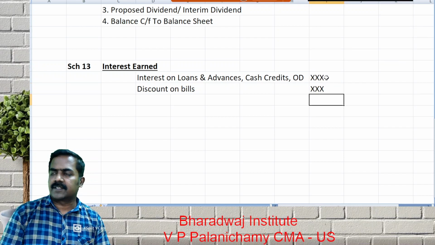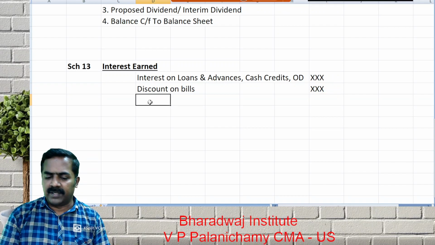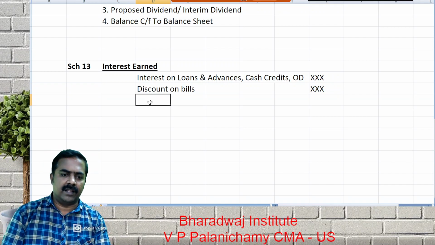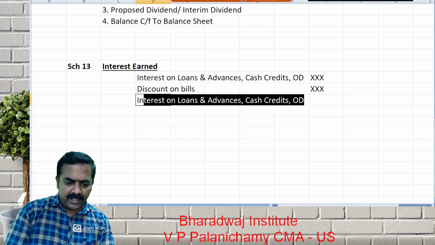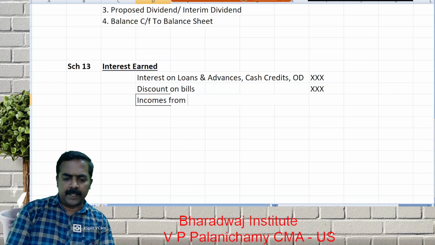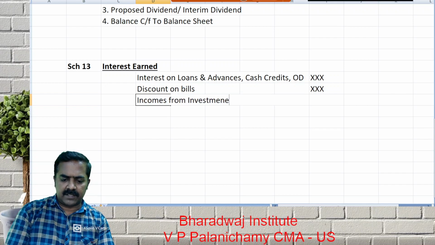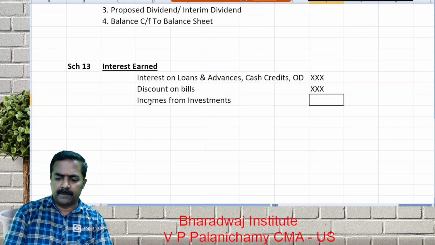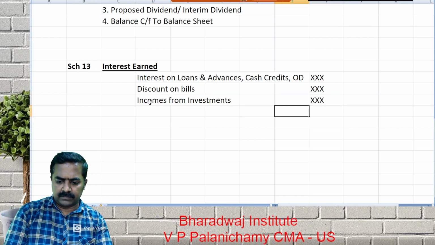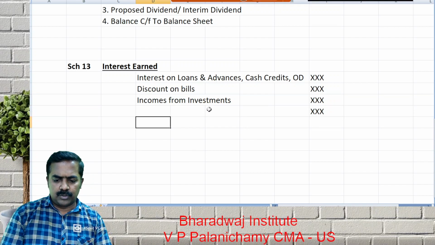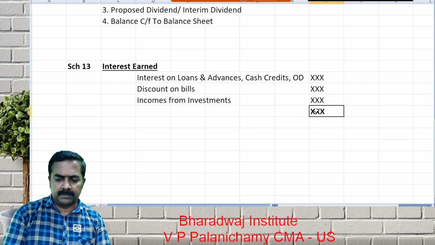Discount on bills. Then, one more thing. Income from investments is also included in schedule 13. So this will give us the total of schedule number 13.